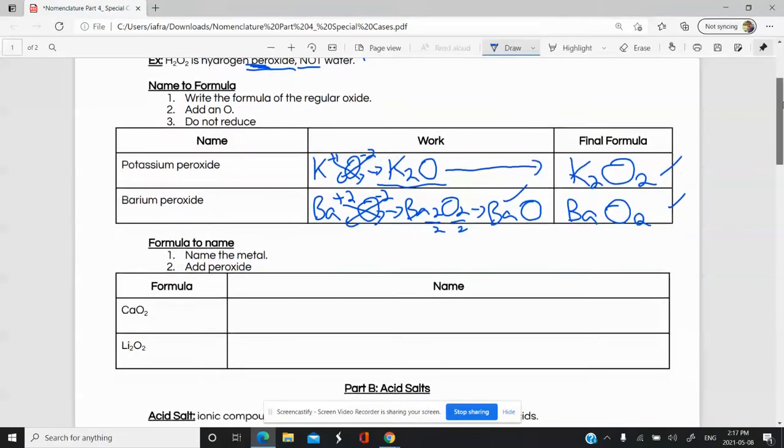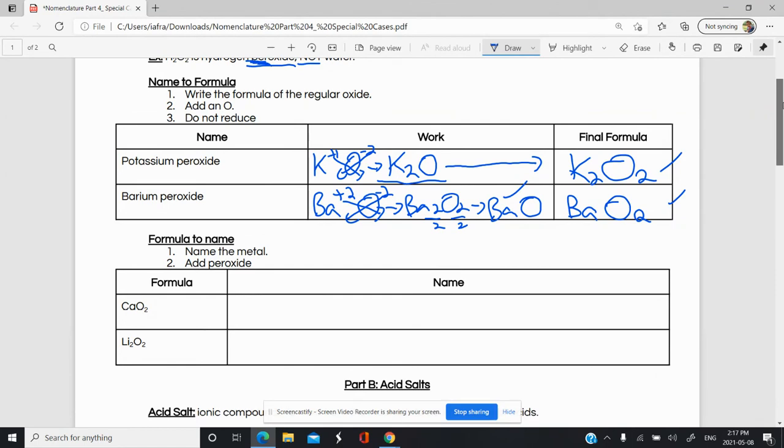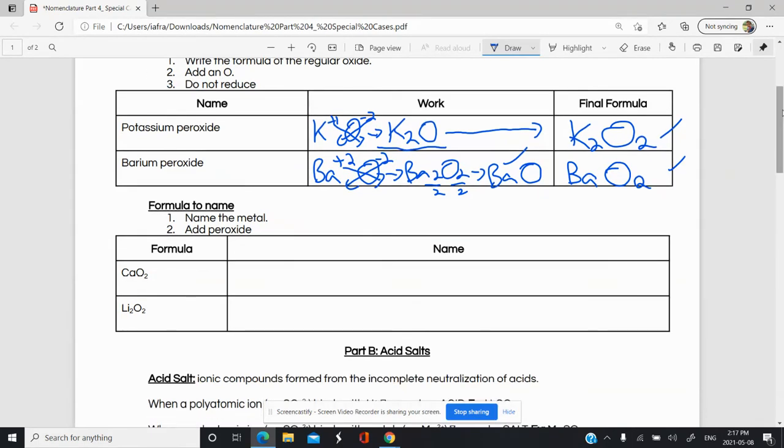And then you could, of course, name compounds from the formula. So in this case here, we have CaO2. First of all, I need to notice that this is not the regular calcium oxide, because remember, regular calcium oxide would be CaO. This has an extra oxygen, so we know it's the peroxide. So it's the oxide plus 1 extra oxygen. So we name the metal first. We just say calcium. And then afterwards, we just add the word peroxide.